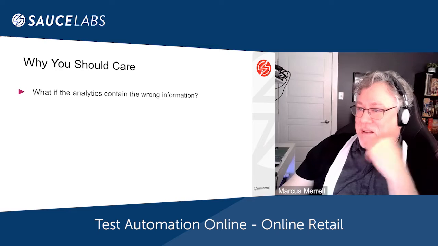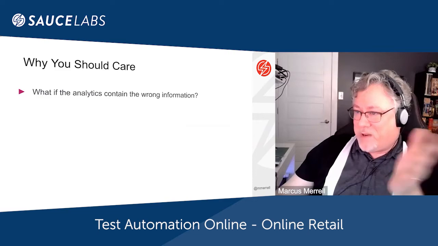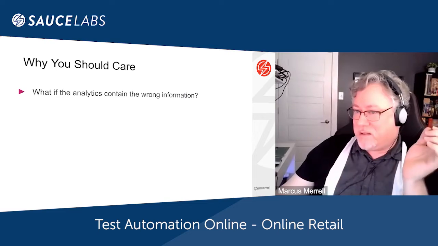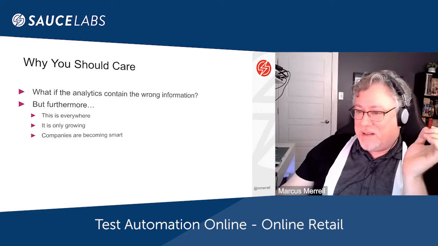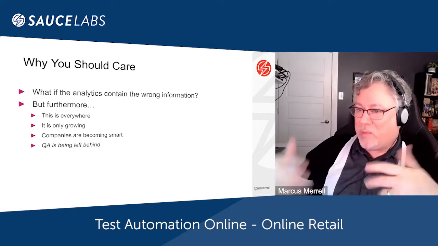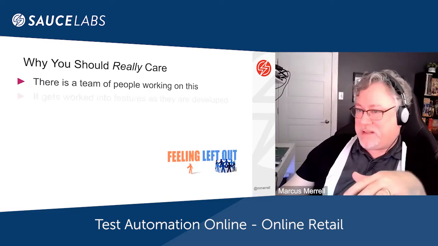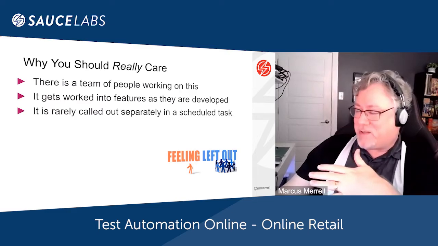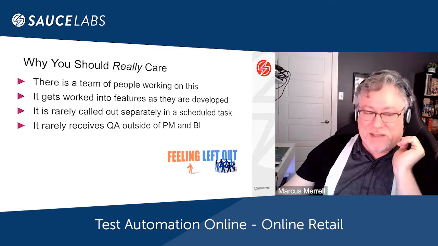And the problem is, it's software just like any other software you ever encounter. Software is software. Software always contains bugs. Analytics, therefore, can contain bugs. What if they're wrong? And what if it's ubiquitous? What if the companies are more and more ascribing to this, but QA is being more and more left behind as it goes on? There's a whole team of people involved with this. It gets worked into features as they're developed. It's rarely called out separately in scheduled tasks. It's crammed in at the last minute. It rarely receives QA outside of project management and business intelligence.